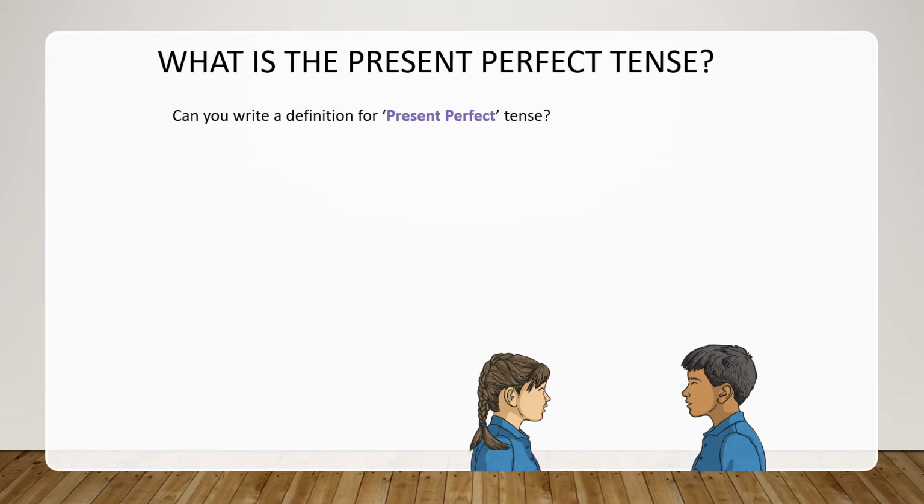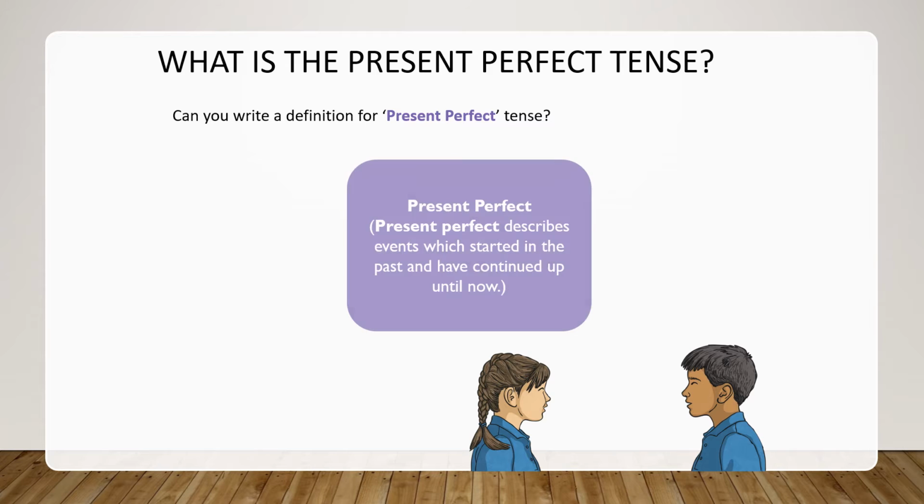What is the present perfect tense? Can you write a definition for present perfect tense? Here is one to help you. Present perfect describes events which started in the past and have continued up until now.